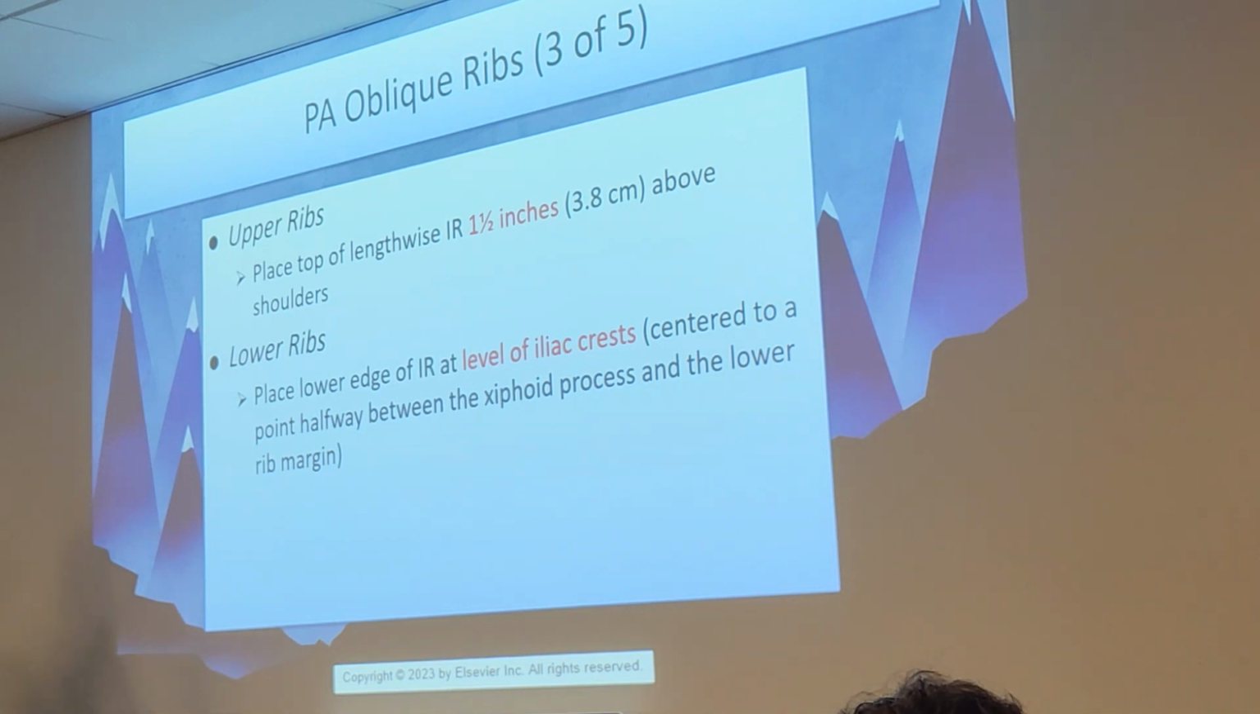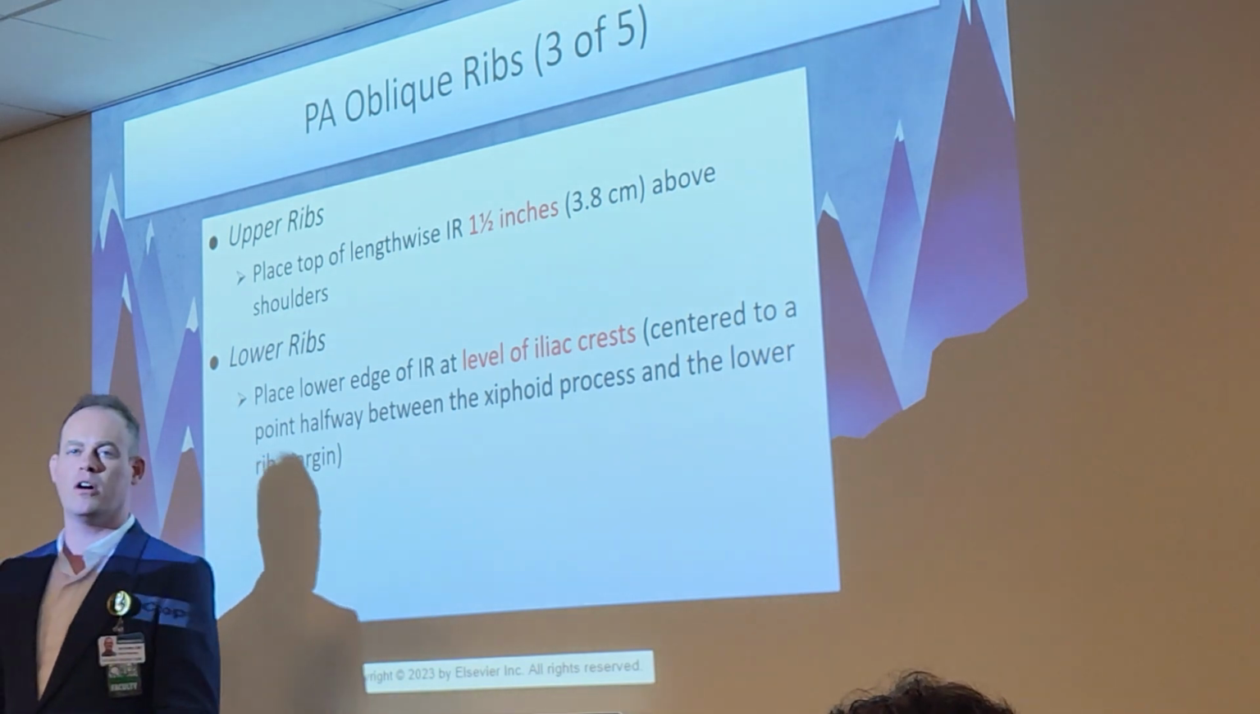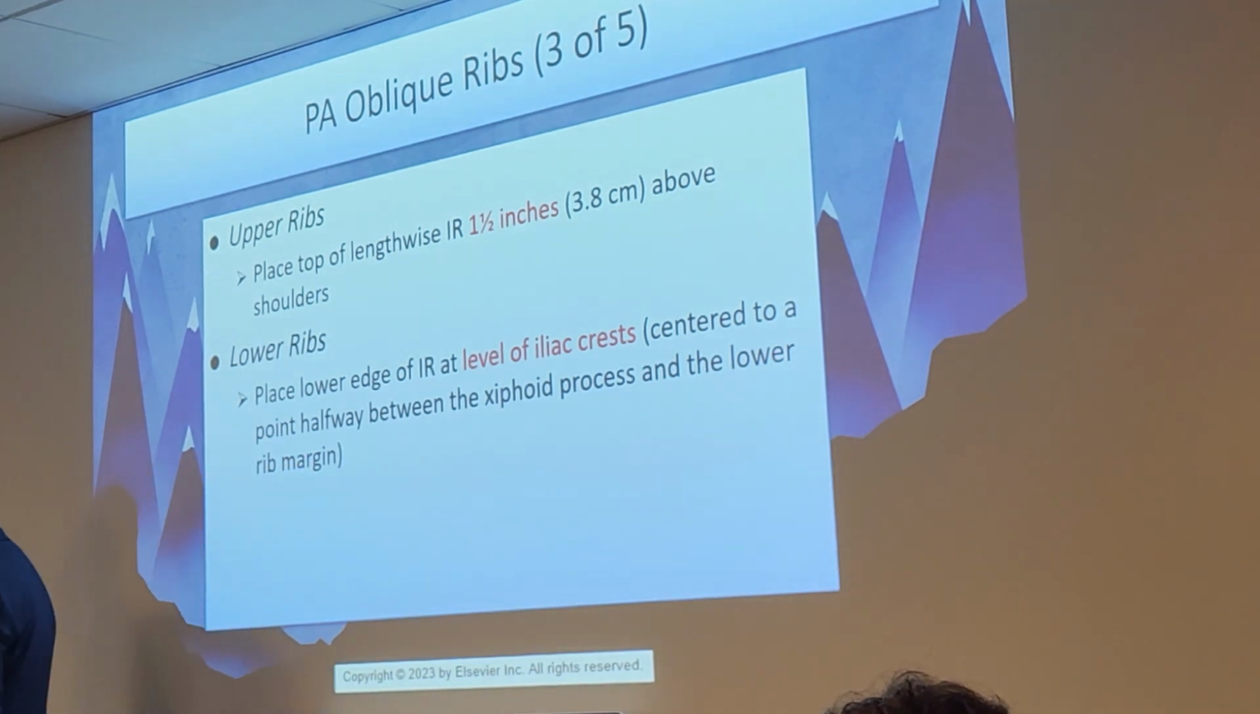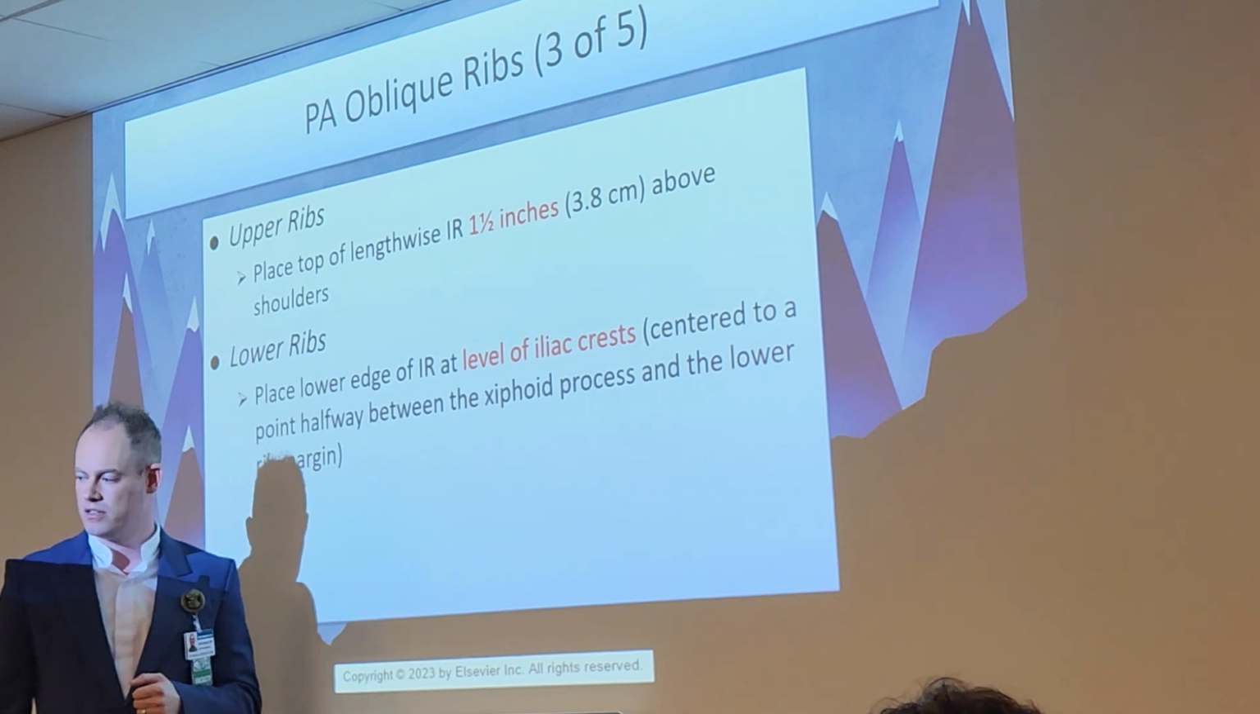All right, guys, same exact thing we just talked about with all the other positions. IR for your upper ribs, 1.5 inches above the shoulders. For the lower, put the bottom edge at the iliac crest. Upper is a lengthwise, lower is a crosswise cassette. That has not changed.